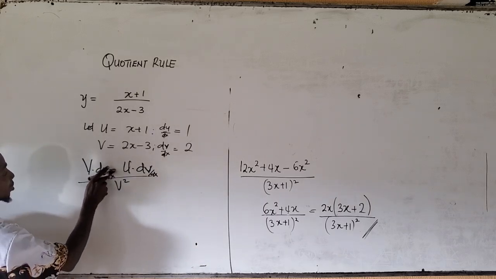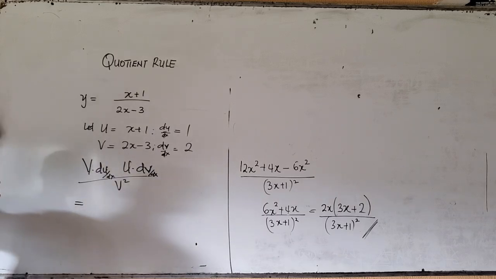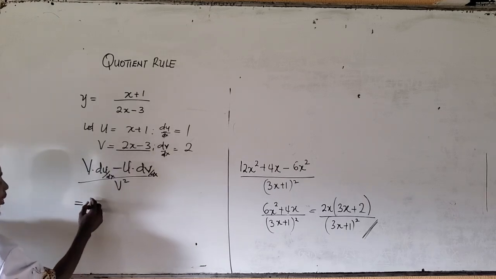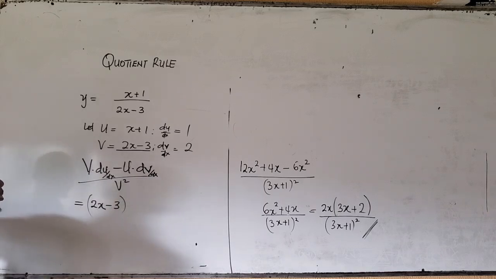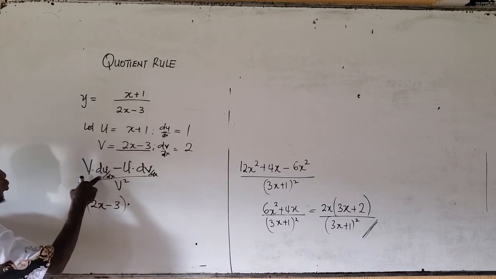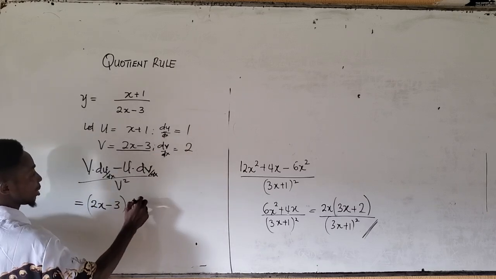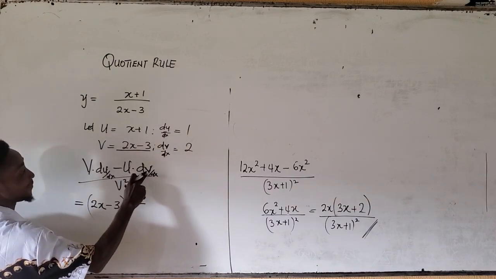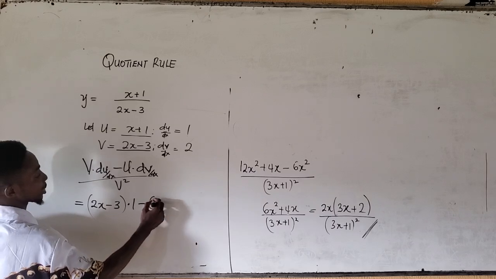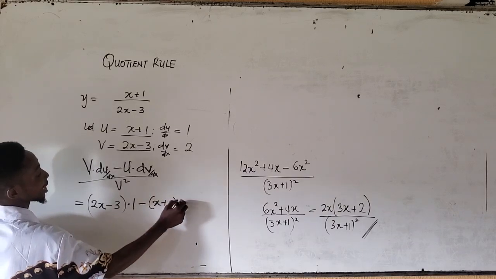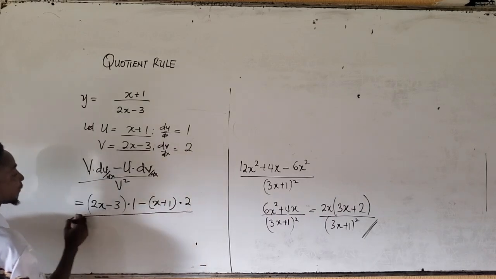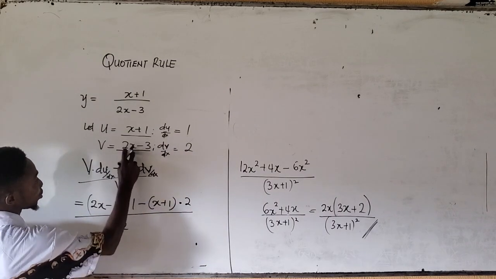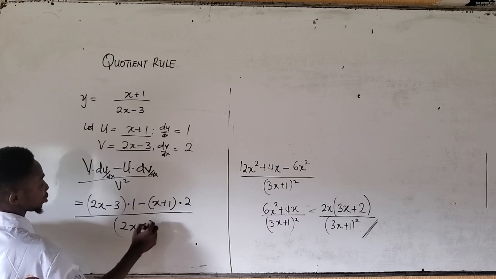So, minus. What is our v? v is 2x minus 3, times du. du here is 1, minus u dv. This is u, x plus 1, times dv, which is 2, all over v squared. v squared, v is 2x minus 3, all squared.